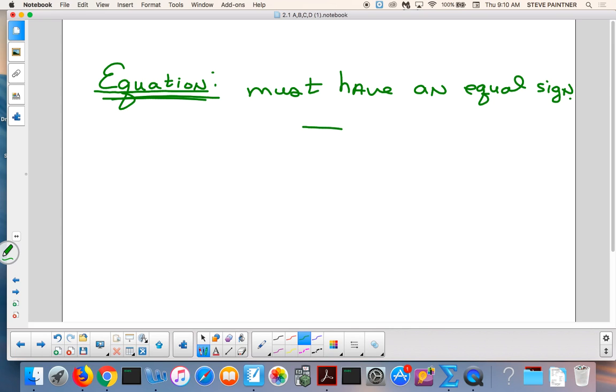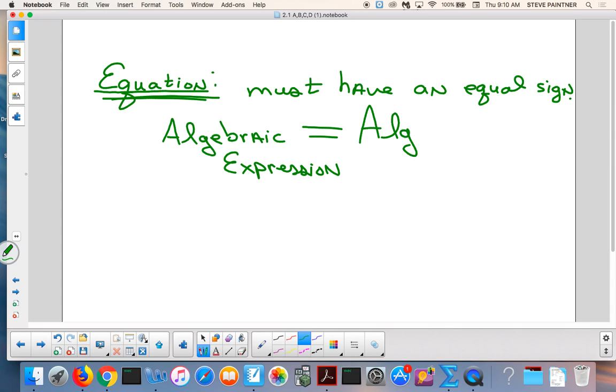So like this, okay? And on the left side, you're probably going to get an algebraic expression set equal to another algebraic expression. Okay. Now I'm using words from chapter 1. Okay. Give me an algebraic expression, somebody.